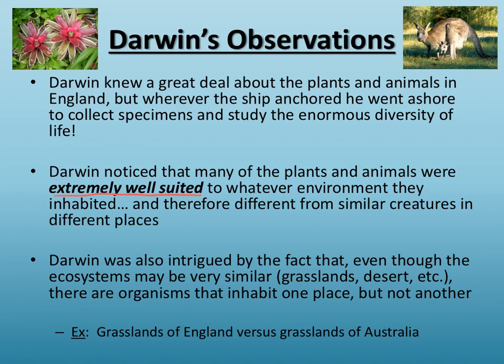Even if ecosystems were really similar, like the grasslands, like I say at the bottom here, the grasslands of Australia versus the grasslands of England, he also would find different organisms in those places. And he just sort of started to question, right? If creationism is true, why wouldn't these things all just be similar across the globe? Why do you see such a diversity of species?